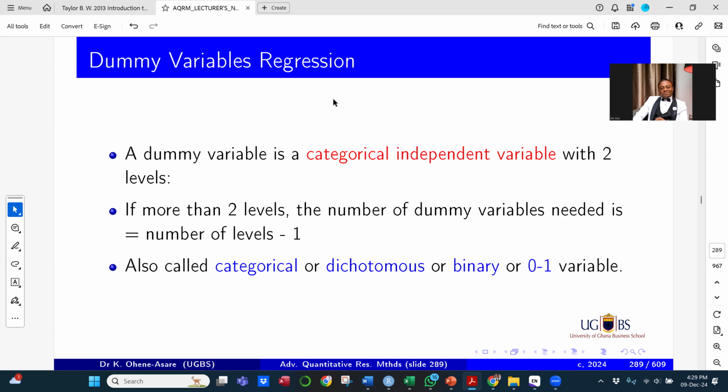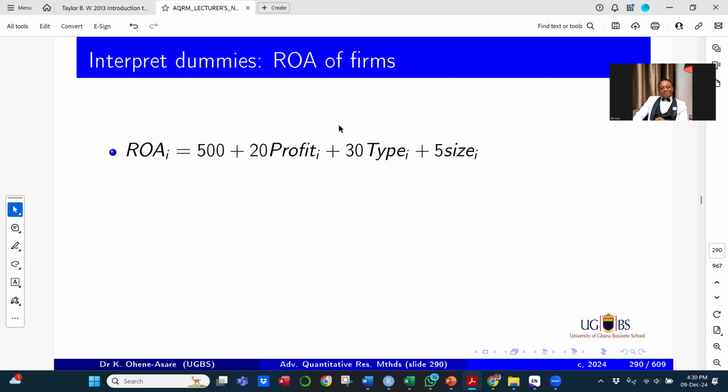Note that the dummies are also called dichotomous variables or binary variables. Now look at this. I'm about to conclude on how you interpret dummies. Is it an estimated equation or a specified regression model? What you see on your screen, is it an estimated equation or a specified regression model? I think it is an estimated equation. Good.